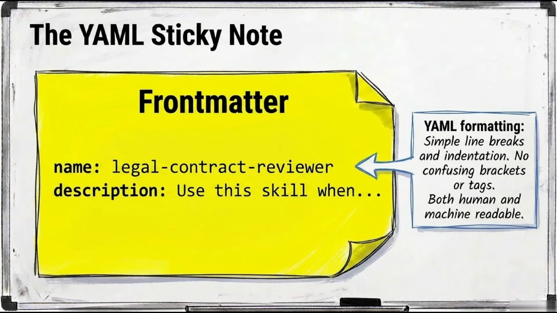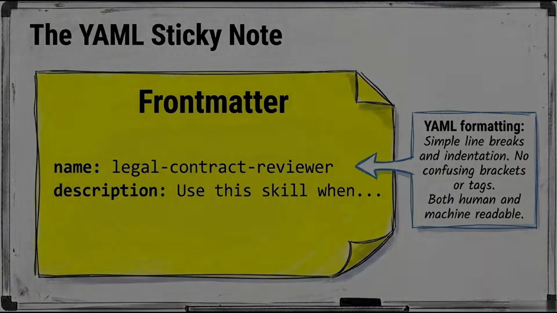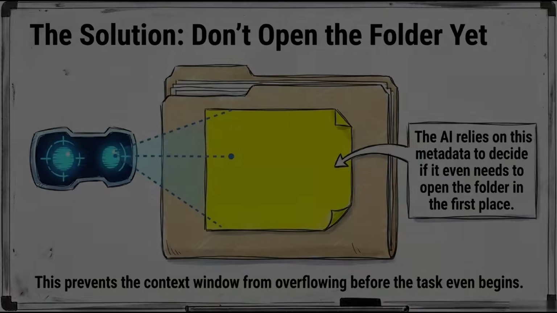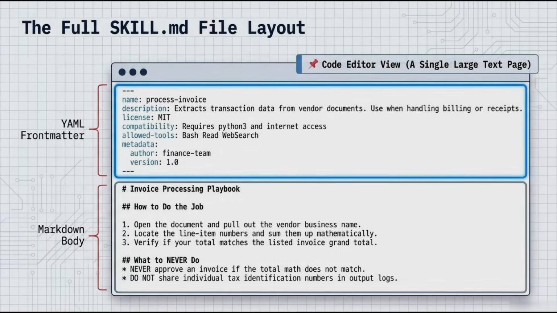The AI has read the sticky note. The 1,024-character description perfectly matched the user's request, and now the AI decides it's time to actually open the folder and read the document. The Markdown body. The real meat of the SKILL.md file. This is just plain text, and it's where the magic actually happens.